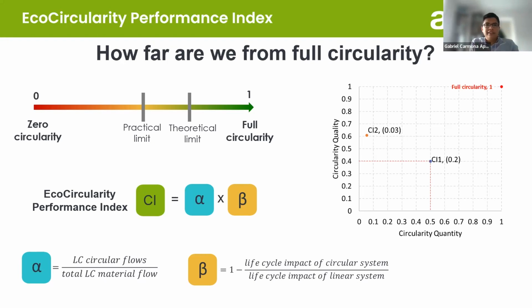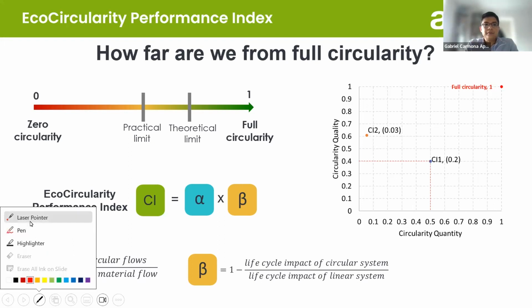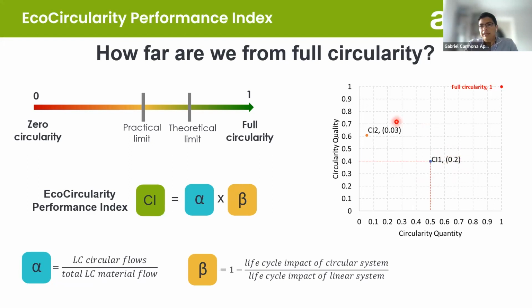how can I actually achieve that circularity? So the circularity performance index is a combination of the circularity quantity, which is the alpha, and the circularity quality, which is the beta. And a way to represent that index is through this matrix, which has 2 axes, and where full circularity is 1 and 1, on both of those axes. And depending on my level of circularity quantity and quality, combining them will give me the circularity index, which is in brackets.